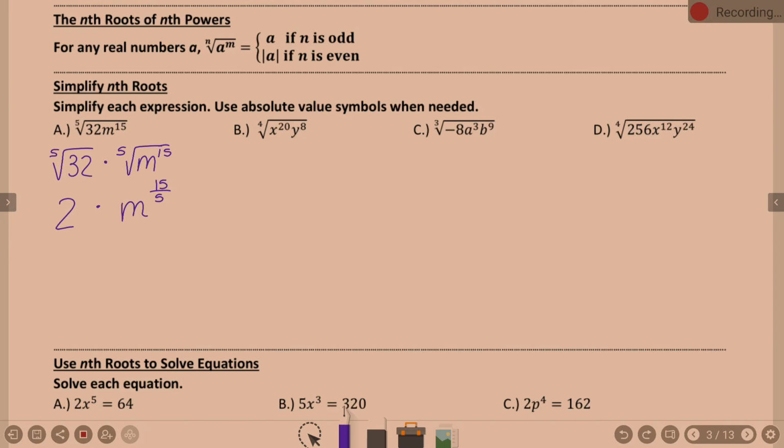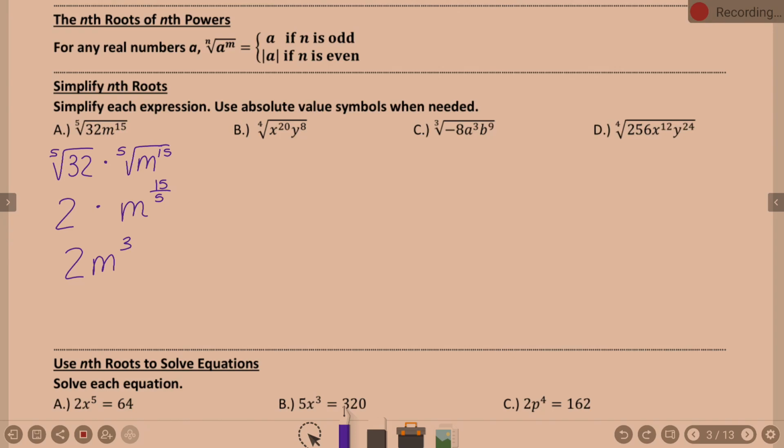I'm going the reverse way of what we've been doing, right? Now I'm taking it out of the radical and putting it back into the exponent. The 5, that radical of 5, that fifth root, is your denominator. The power of 15 is the numerator. And then I would have asked, what's 15 divided by 5? 3. So what does this clean up to be? 2m to the third.